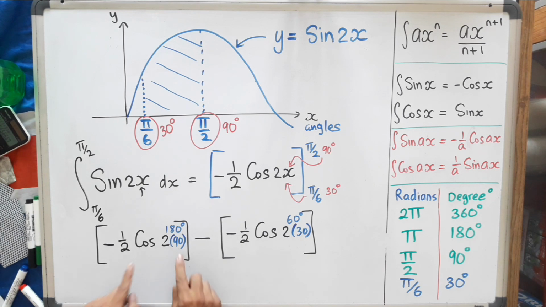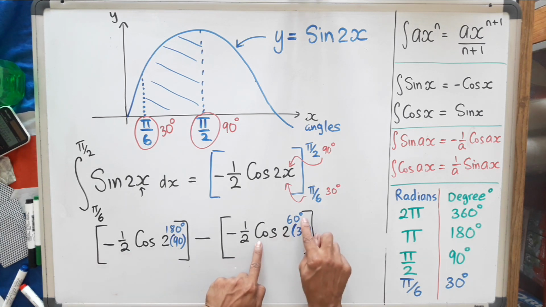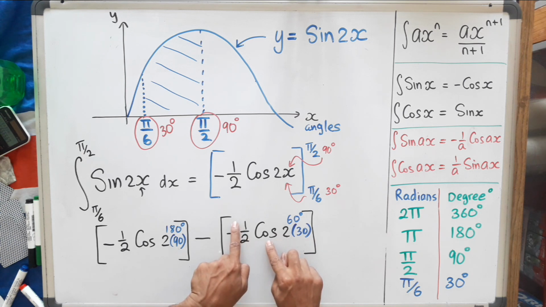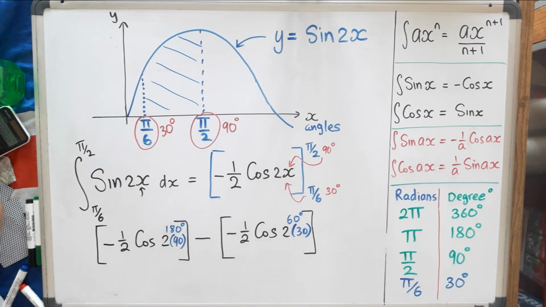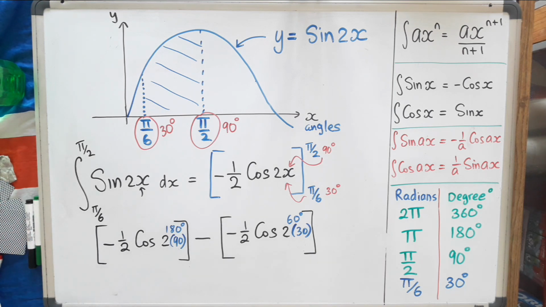So all we need to do is work this out, multiply the answer by minus a half, work out cos 60 and multiply the answer by minus a half, and then minus both answers, and we'll be finished. All right. Let's see.